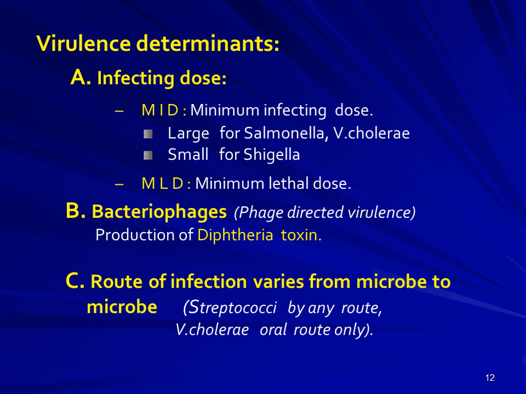Another important virulence determinant is the route of infection. Vibrio cholera produces watery diarrhea, otherwise known as the disease cholera. To produce cholera, the Vibrio cholera bacteria should always enter the body by ingestion only. If you give this bacteria through the IV route or by inhalation, the person will never suffer from cholera. So the route is very important in case of Vibrio cholera. But streptococci can enter the body by any route and produce the disease.